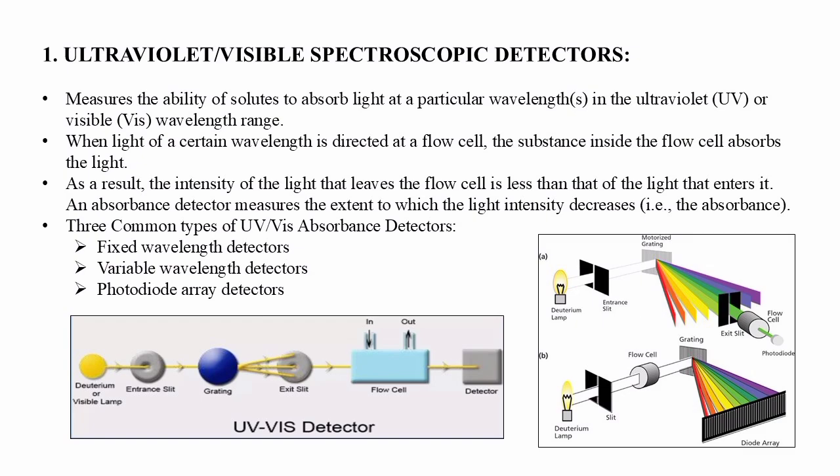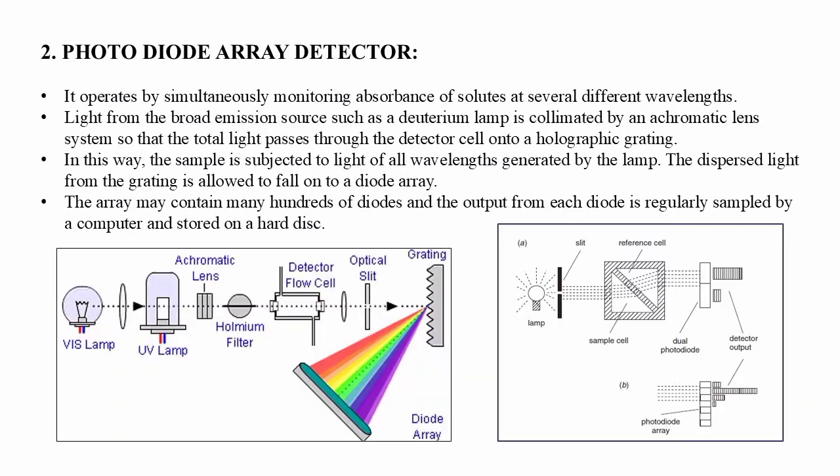While in variable wavelength detector, a single wavelength is monitored at any given time, but any wavelength in a wide spectral range can be selected. Here wavelengths vary from 190 to 900 nanometer. It is more expensive and requires more advanced optics, is more versatile and used for a wider range of compounds, and is more sensitive due to photomultiplier tube or amplification.